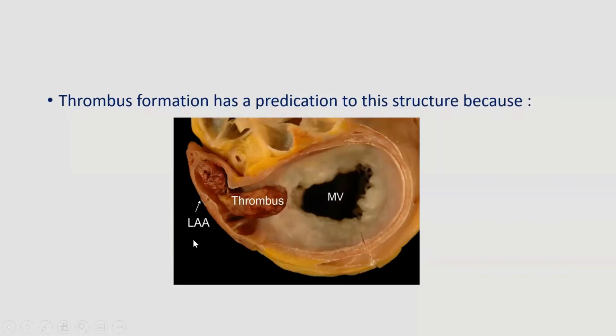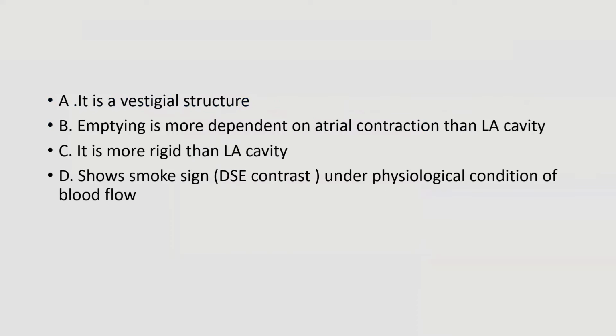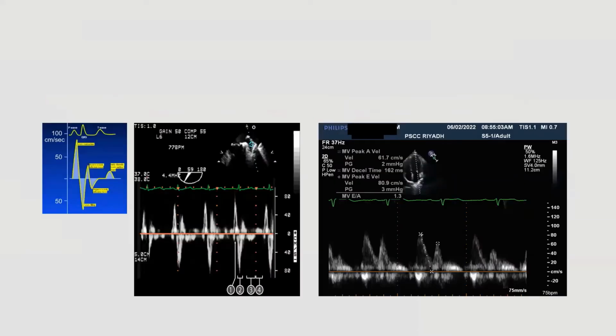Now, in atrial fibrillation, almost 98% of thrombi form in the LA appendage. And like you said correctly, it's because of flow differences. Let's see what flow differences there are. You see the mitral inflow. This is the normal physiological mitral inflow. It has an E and an A. E is the initial flow, which is passive emptying, and A is consequent to the atrial contraction.